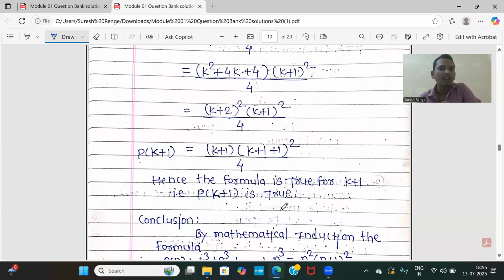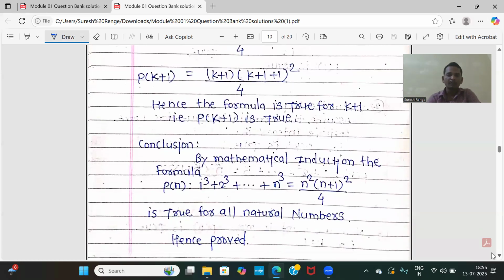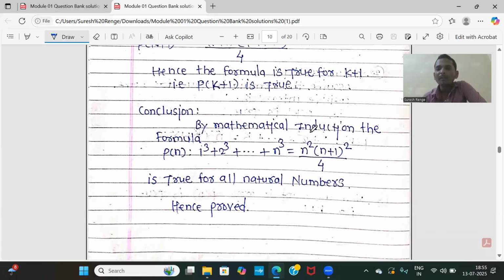We are making the conclusion from the above steps. We are concluding that this formula is true for the k plus 1 value, and the formula is true for all natural numbers. Hence, by mathematical induction, the formula 1 cube plus 2 cube plus dot dot dot n cubes is equal to n square in bracket n plus 1 whole square divided by 4 is true for all natural numbers, and hence this is proved.